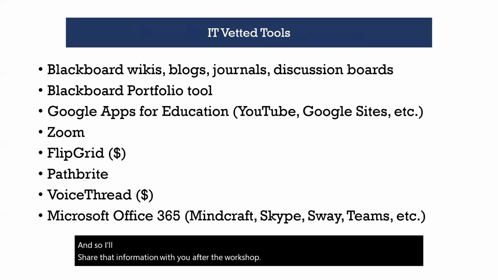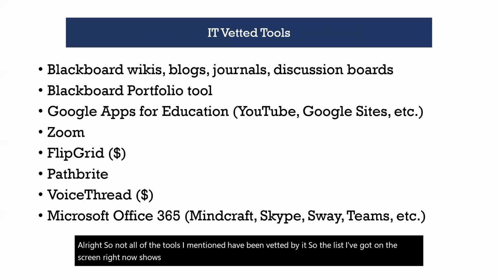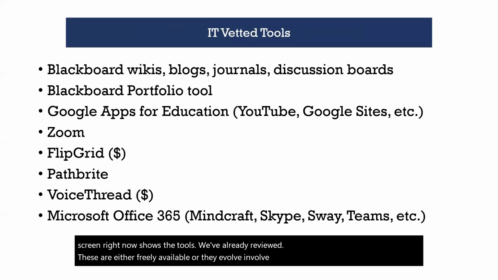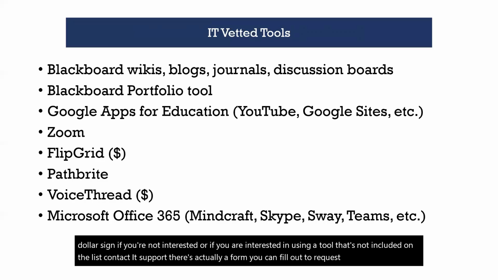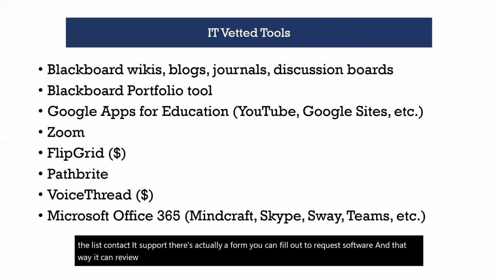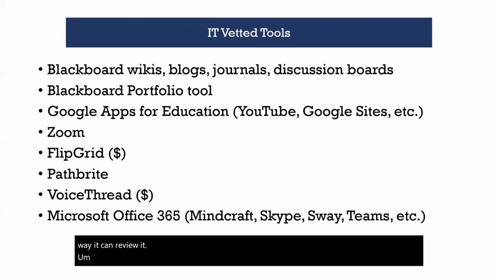All right. So not all of the tools I mentioned have been vetted by IT. The list I've got on the screen right now shows the tools we've already reviewed. These are either freely available or they involve an out-of-pocket cost as shown by the dollar sign. If you are interested in using a tool that's not included on the list, contact IT support. There's actually a form you can fill out to request software, and that way IT can review it. It's a little tricky, but it usually just takes a few weeks and we can typically get it on the list.